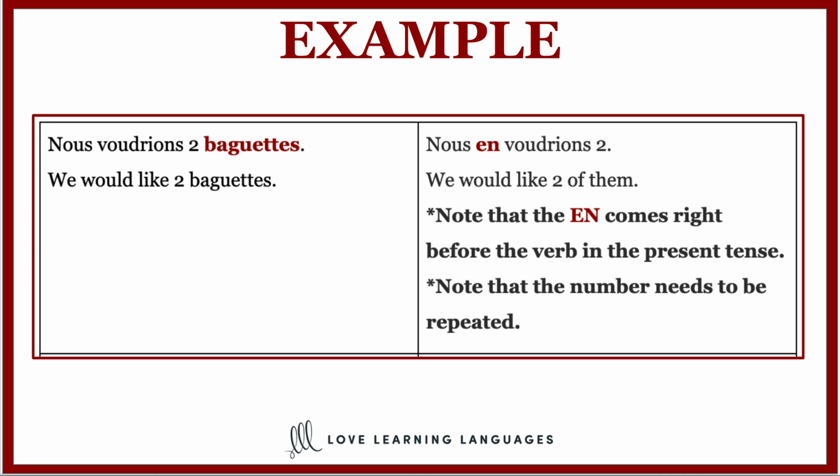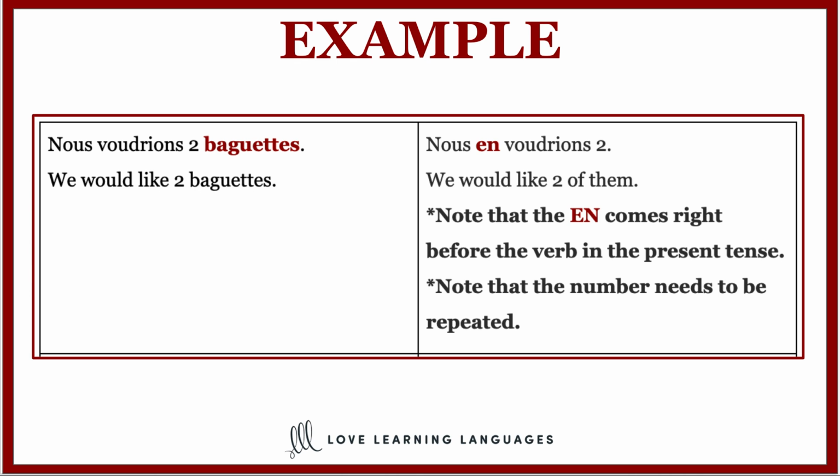We would like 2 baguettes. Okay? In English, we could just say, we would like 2. But in French, you would have to say, we would like 2 of them. Look over on the right. We would like 2 of them. The of them is the pronoun en. Nous en voudrions 2. All right?